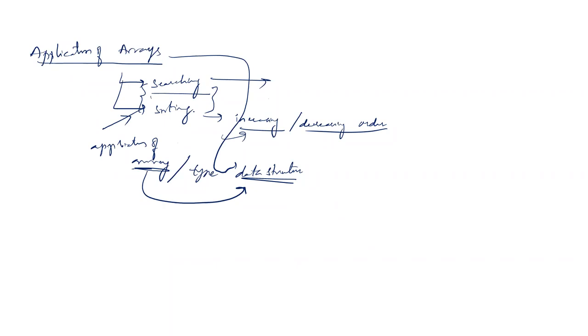Where array indexes or elements are given, and some files are indexed among some number of elements, we apply array applications there: how we are going to search, and how we are going to sort. So searching is to search for elements, and sorting is to make elements in increasing or decreasing order. In our syllabus, the searching techniques are linear search and binary search.